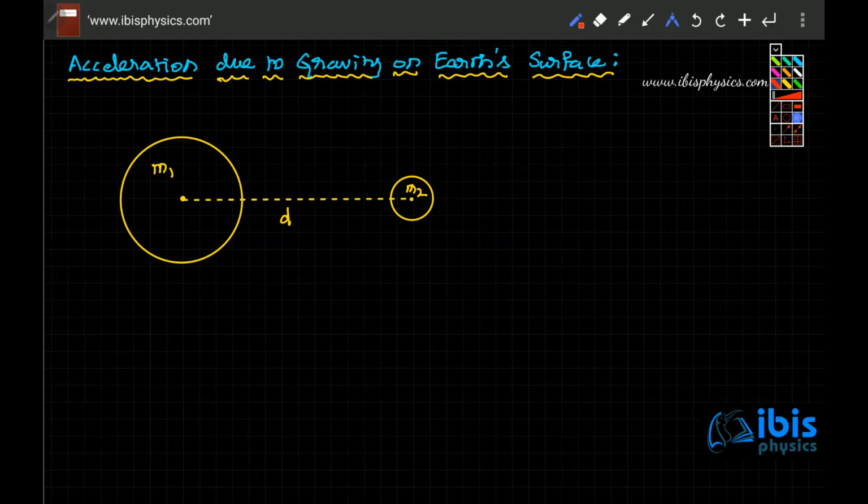Then according to the universal gravitational law, we know that force is equal to G times mass 1 multiplied by mass 2 divided by the square of the distance. That's the force between two masses. Here, our aim is to find out acceleration due to gravity on Earth's surface, or for that matter any other planet. So how do you find the acceleration due to gravity based on this on the surface?